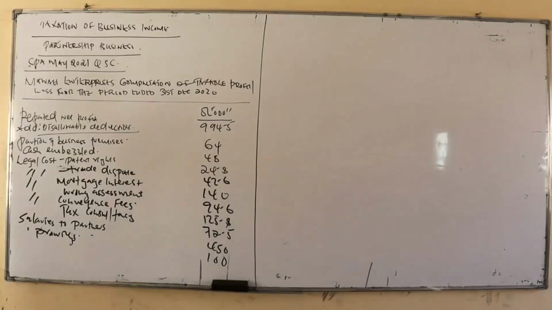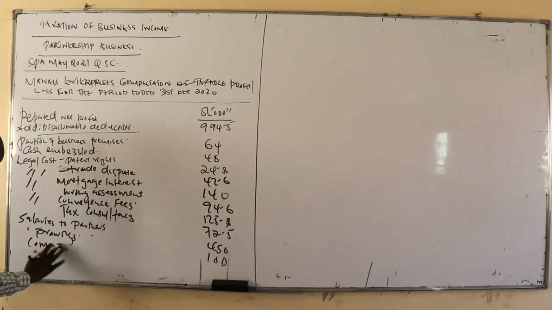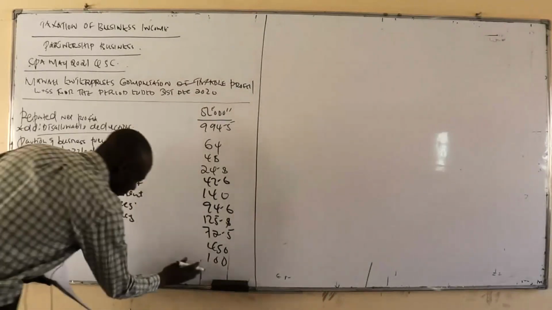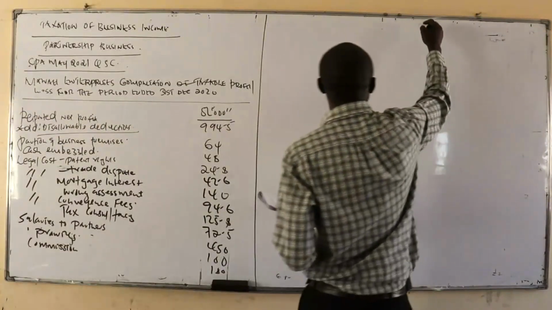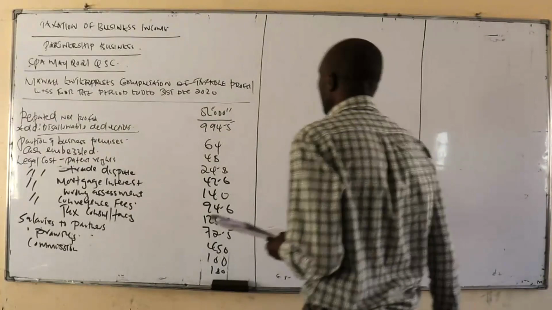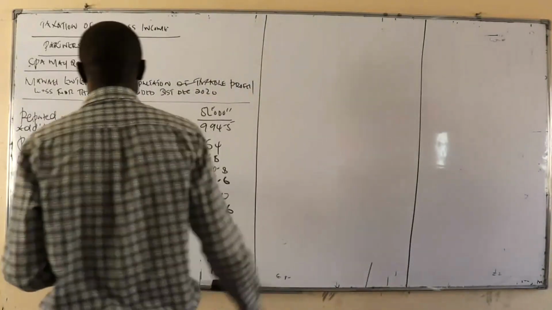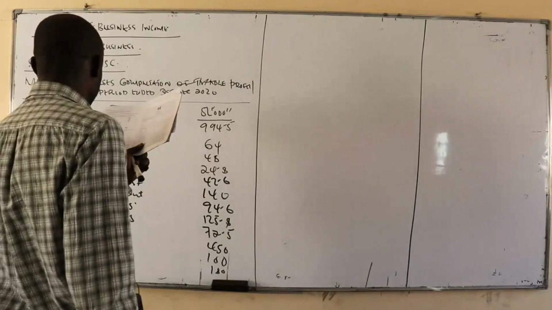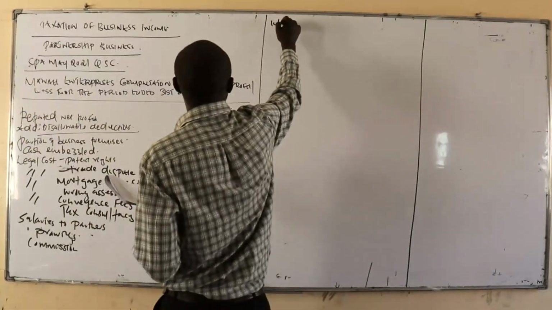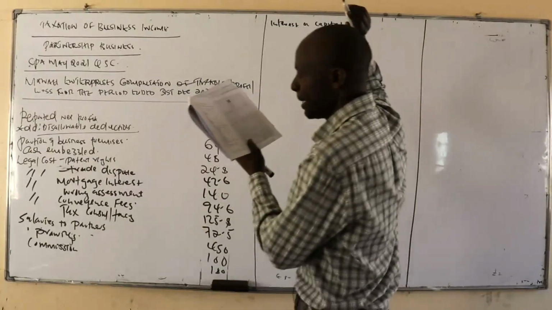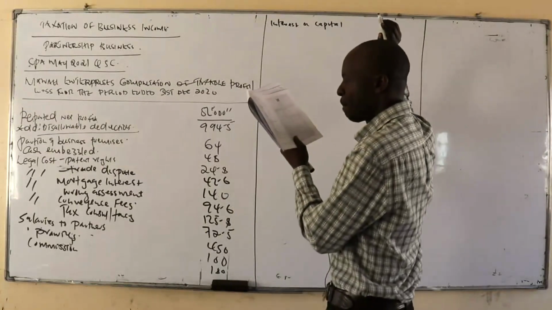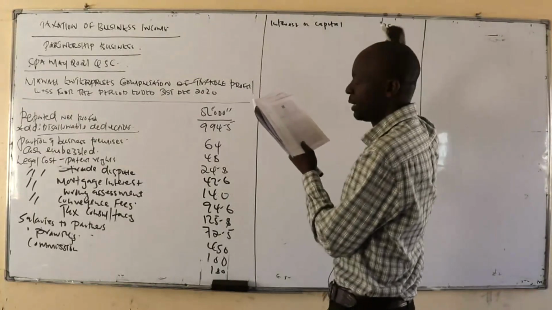Next, commission to partners. How much is it? Commission to partner, that is 180, isn't it? And then what else do you have? Interest on capital is not allowed. How much is it? 250. You add back 250.